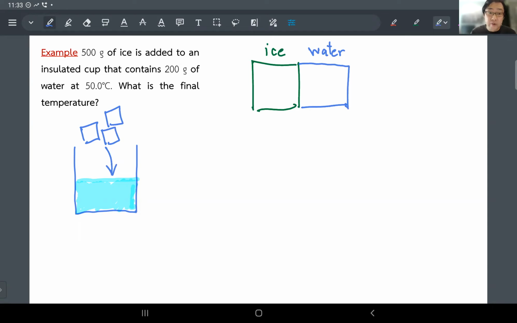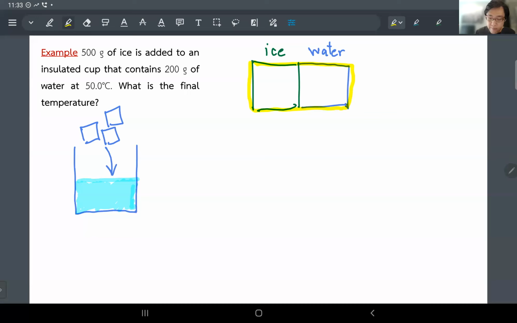There's nothing else. There's no air. You don't even care about the cup itself. You don't care about the container. There's nowhere else. You only care about the interactions, or the transfer, that is going to happen between ice and water. That's why in your diagram you only have these two, and that is your boundary of everything. That's what it is. Okay.